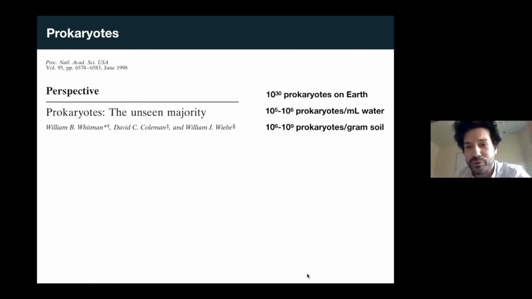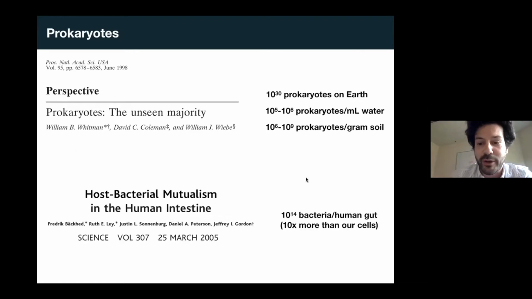And you don't even have to look around you. You can just look at yourself. You probably heard of the gut microbiota. So we have in our guts 10 to the power 14 bacteria, which is incidentally 10 times as many bacterial cells than we have of our own human cells. Okay, we have more bacteria cells than human cells in our body.